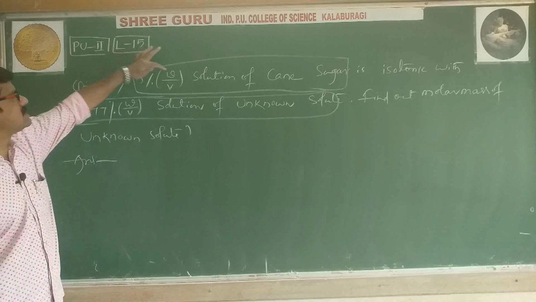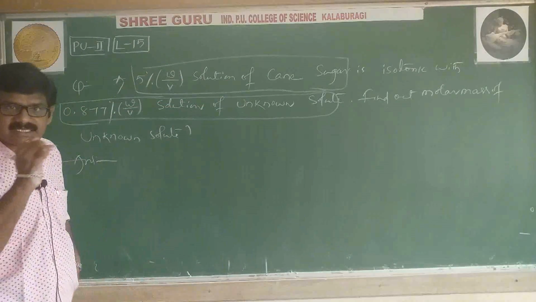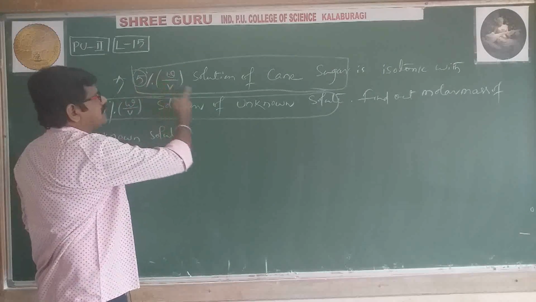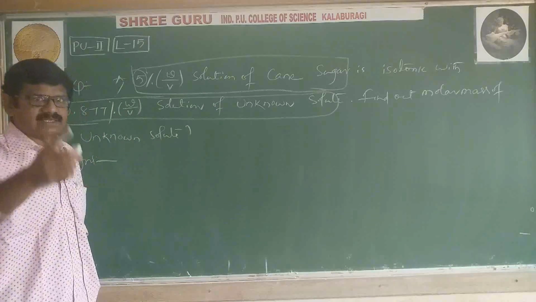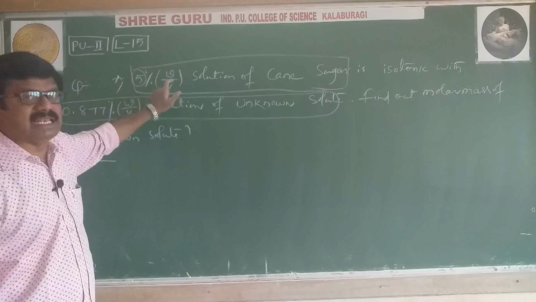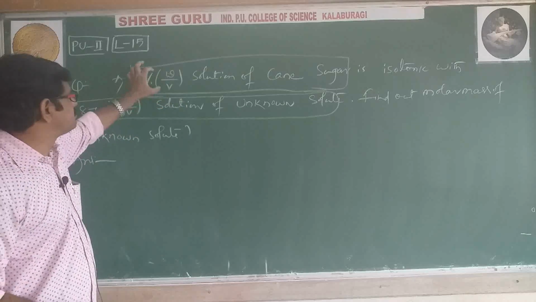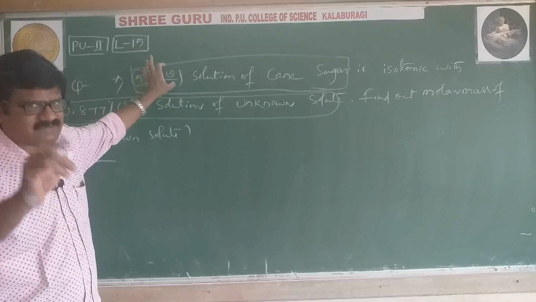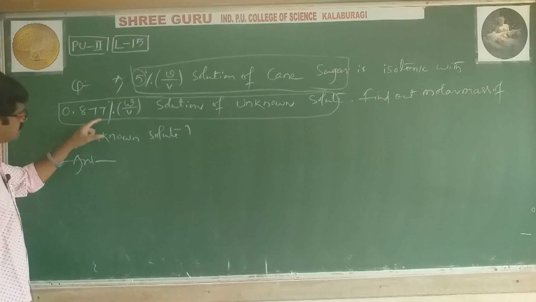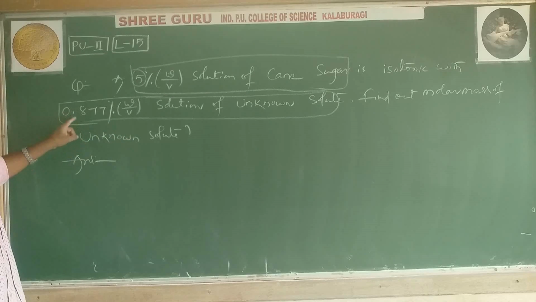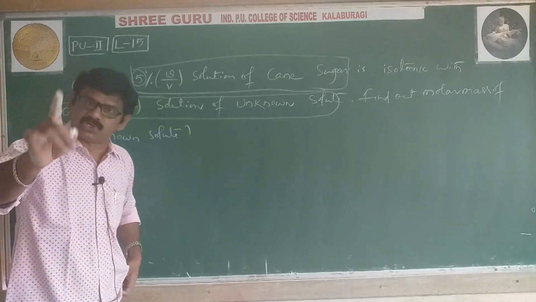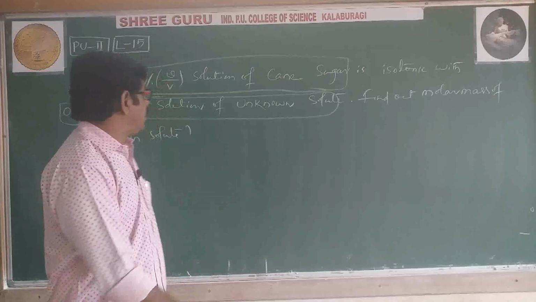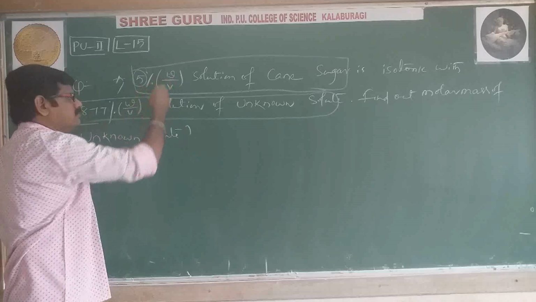First we will understand 5% W by V solution of cane sugar. What is the meaning? It means 5 grams, W is nothing but grams. 5 grams of cane sugar is present in 100 milliliters of solution. Similarly, 0.877% W by V means 0.877 grams of unknown solute is present in 100 milliliters of solution. Of course, both the components' volume is same.